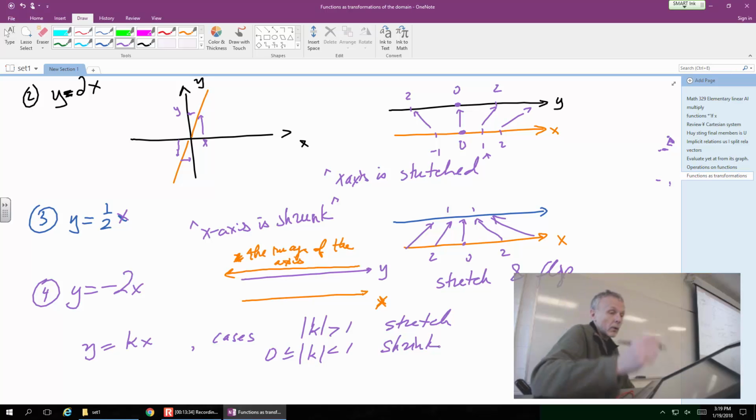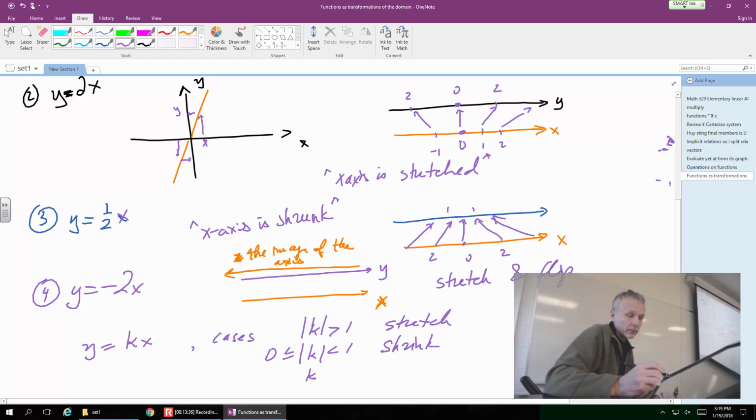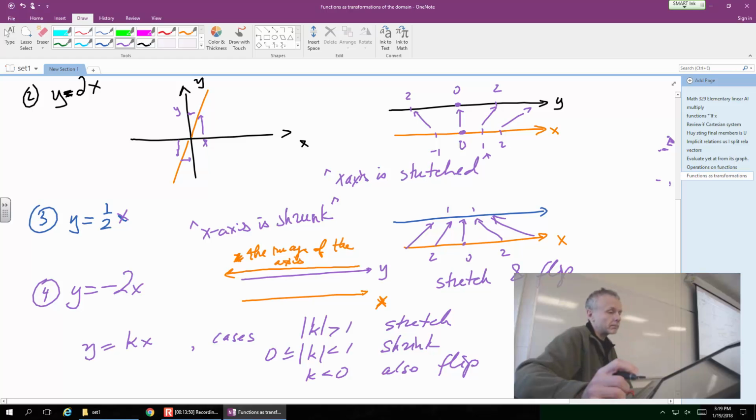Okay, so now k positive. Well, let's say k negative. So k could be negative then. Not just what's happening, but in addition to stretching or shrinking, we have also a flip. Once again, absolute value larger than 1, so this could be 2 or negative 2, less than 1, 1/2 or negative 1/2. In either case, you have stretch, shrink. And then negative k, multiplication by a negative number, flips the axis.